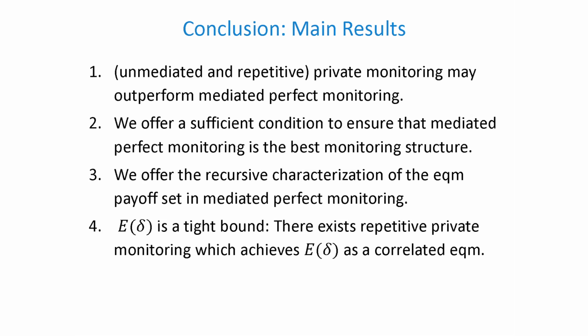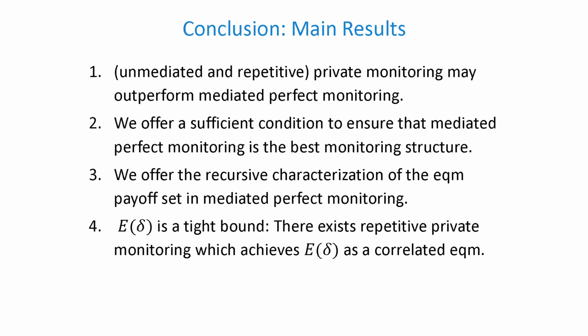And the last claim is saying that this is actually also a tight bound in the sense that there exists a repeated private monitoring which achieves this E of delta as a correlated equilibrium, where we assume that there is no initial correlation device, but the game started 1 period before. So that's pretty much it.